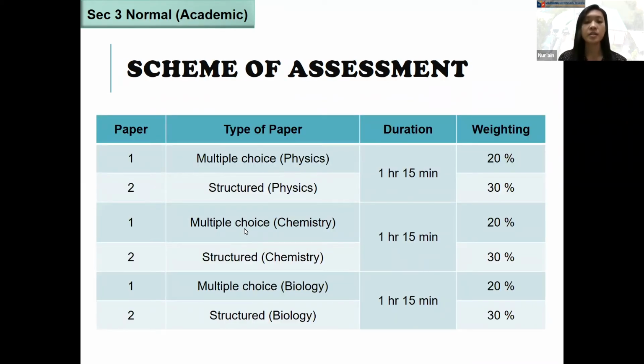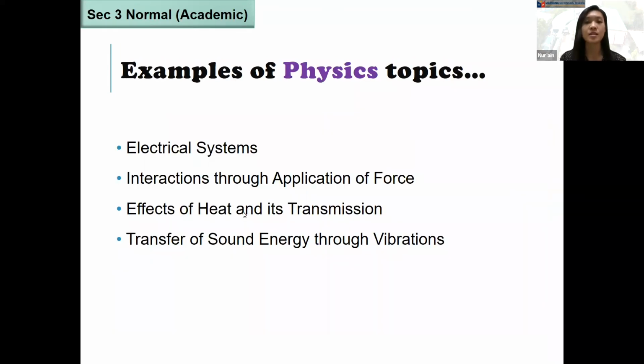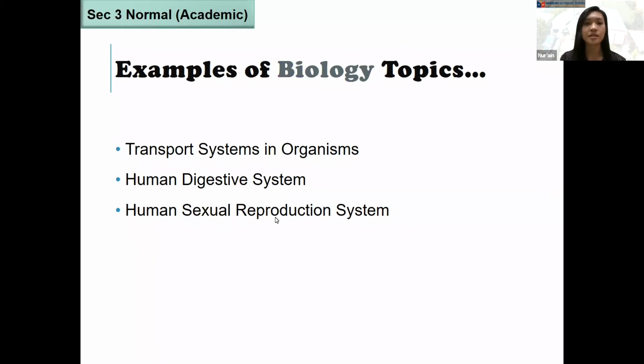So students will need to take paper 1 and paper 2 for each science, meaning if let's say a student is taking physics chem, both physics and chem are assessed together as one subject. So do note that for NA level science, there is no practical assessment. So here are examples of physics topics, biology topics. I will now show you some examples to see what's a typical biology question and what's a typical physics question.